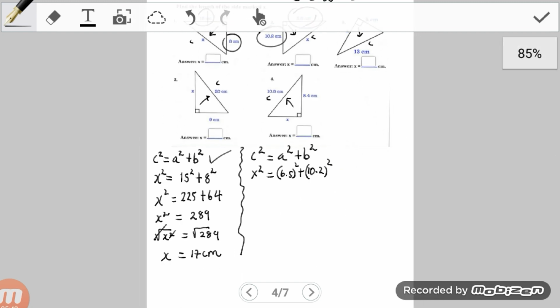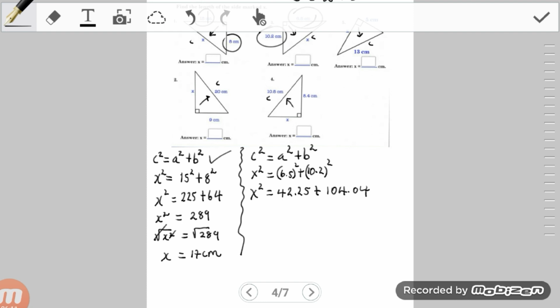So if we check on our calculator, make sure that you have your calculators out, guys. It's going to be 6.5 squared. That works out to be 42.25. And that's going to be added to 10.2 squared, which works out to be 104.04.